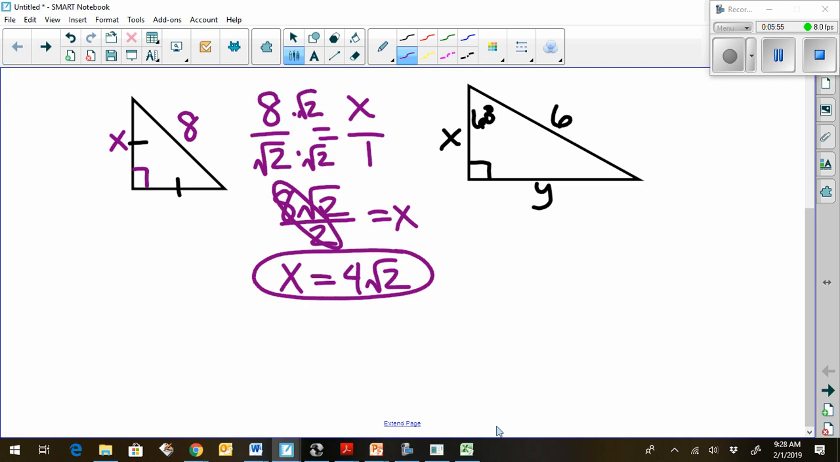Remember that you can only simplify that 8 and that 2. You can't simplify within that radical because the denominator isn't within a radical. Okay? So that is our answer for this side over here.